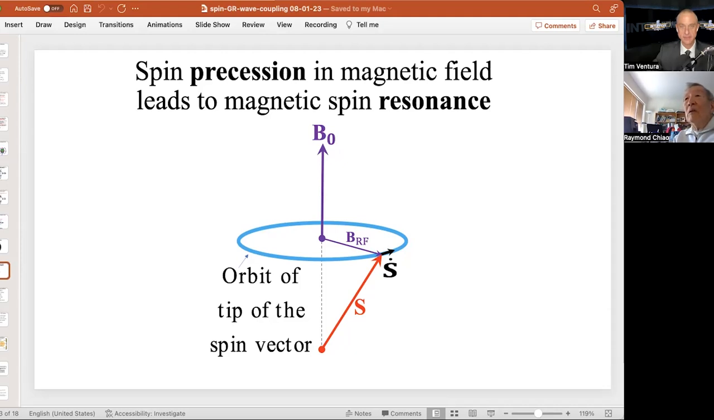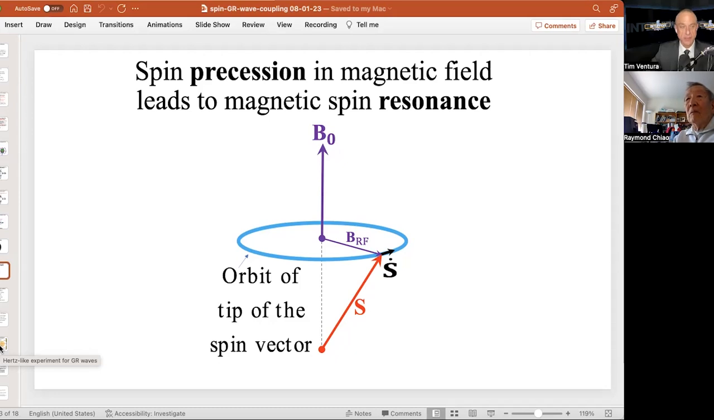Just to make it a little easier to understand, I'm sure a lot of people are familiar with MRI, magnetic resonance imaging, a very important imaging technology for the human body, and this magnetic spin resonance is at the heart of it. But here we are using the spin resonance for a different reason. We are using it to generate gravitational waves or electromagnetic waves, depending on which direction we are processing the transfer of energy. Anyway, this picture helps understand the idea of magnetic spin resonance and magnetic spin precession, okay?